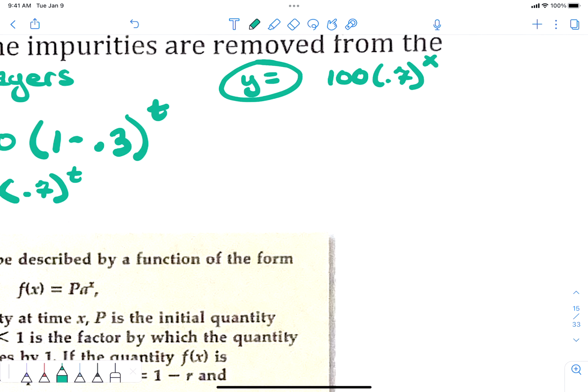Okay, now where do you go from here? The table. Let's go to the table button. Okay, second table, and it's going to plug numbers in. It's plugging in 0, 1, 2, 3, 4, 5, 6. We want it to get down to how much? 5. So scroll down.